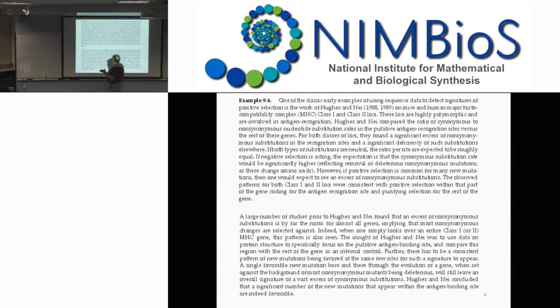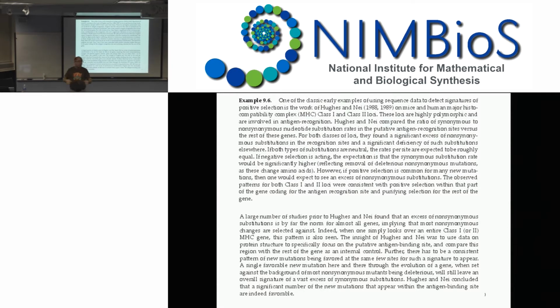If you compare mouse and humans, you see an omega ratio that's significantly less than 1. Ka to Ks is much less than 1. However, they had magic. And the magic was the three-dimensional protein folding structures, so they knew which residues were involved in antigen binding. And the idea is those residues should evolve fastest.